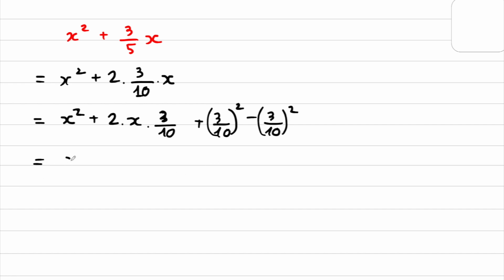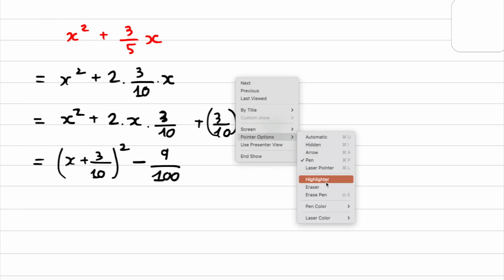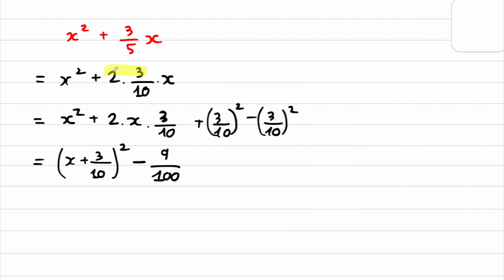And here you got x plus 3 over 10 inside the bracket, squared outside, we call it a perfect square, and minus 3 over 10 squared. This means 9 over 100. 9 over 100. Okay, so what is the most difficult step in here? I think this step is very complicated. Yeah, hope you can understand that.